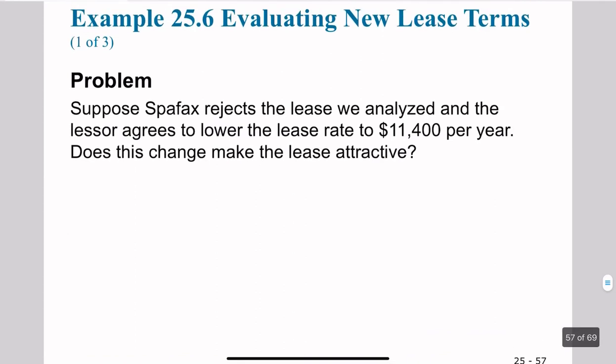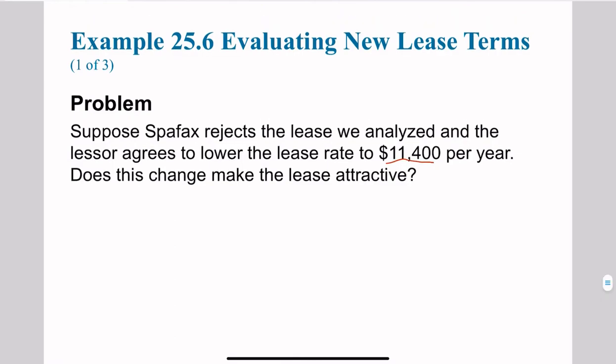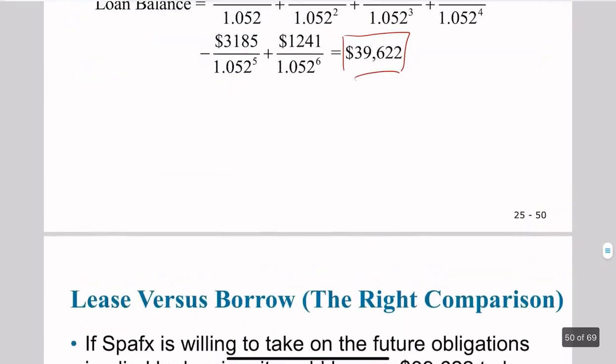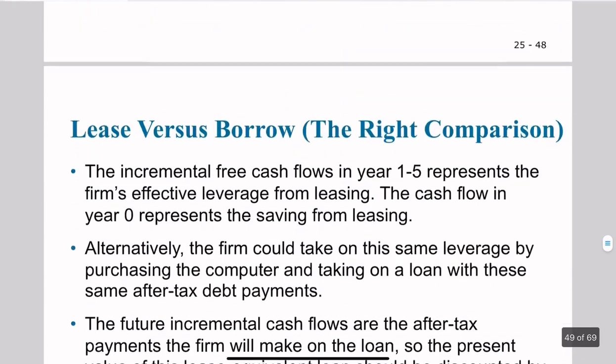Okay. Now let's look at this example here. So let's suppose SPAFX rejects the lease we analyzed, and the lessor agrees to lower the lease rate to $11,400 per year. Does this change make the lease attractive? So basically, the annual lease rate decreases. So let's see how we could pursue this question.